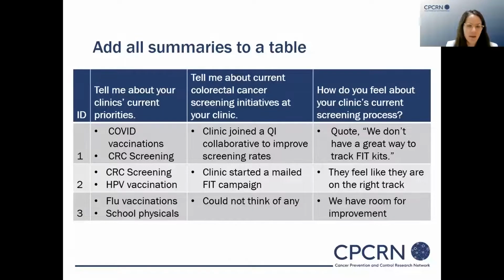So if I did 3 interviews here and I'm looking down at what their clinic priorities are in that first column, I can see that while they all have multiple priorities, 2 out of the 3 people that I talked to happen to say CRC screening as one of their priorities. So just an example of how you can use these types of tables to quickly summarize and compare what you learn in your interviews.